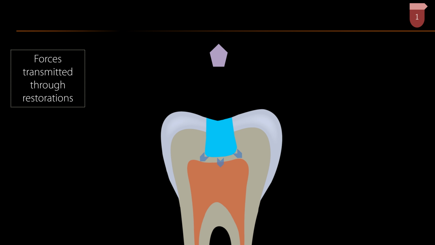Next, the forces which are transmitted through the restoration. Whenever the patient is biting or chewing on something, there can be excessive force. So this force may get transmitted to the dental pulp, thus causing some damage to the dental pulp.